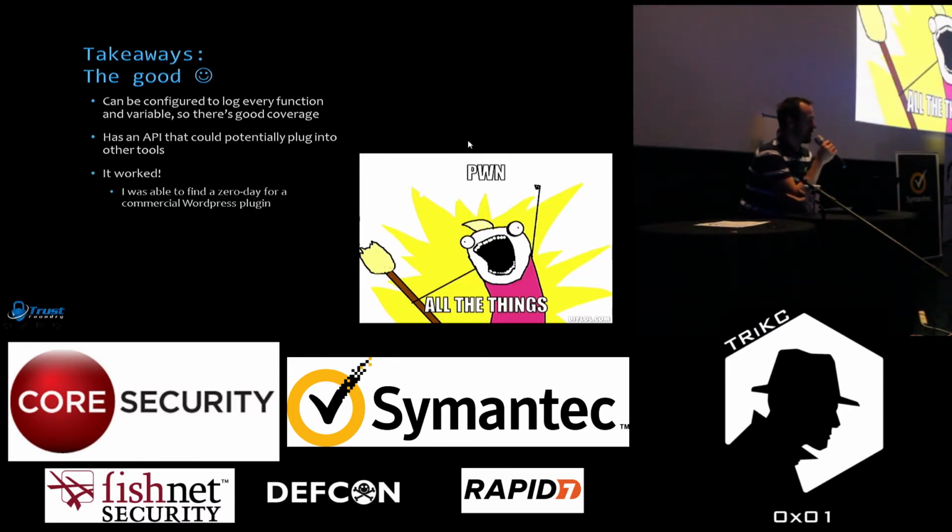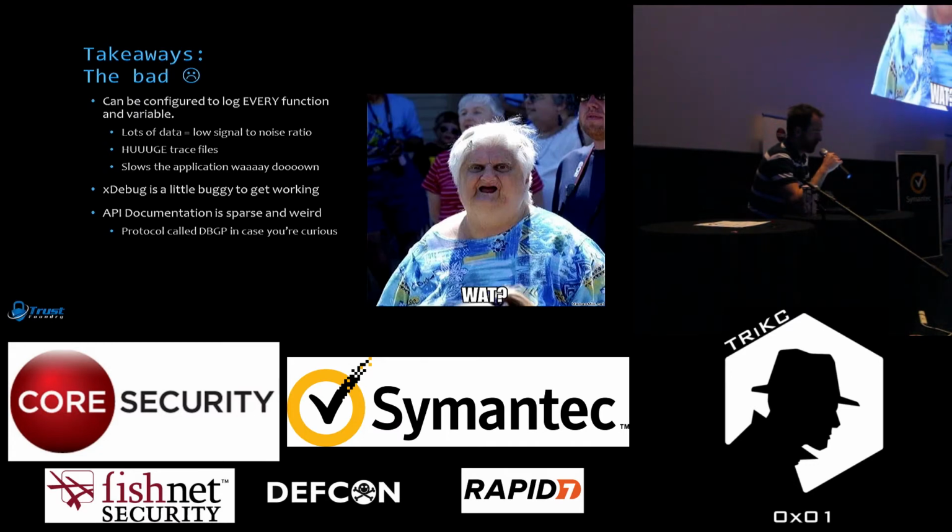So what did I learn? The good takeaways: with Xdebug, you can turn the logging up super high, so you can log every function and variable. So there's really good coverage. It has an API which could potentially plug into other tools, and it worked. That vulnerability I might have missed because it was just a quotation mark. I could have thrown 24 attacks at it or 2,000 attacks at it and missed it. I was able to find an undiscovered vulnerability in a commercial plugin for WordPress.